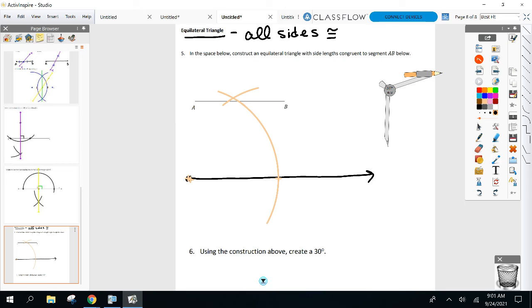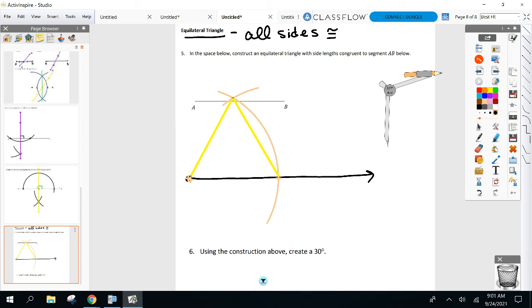Ready? Side one. We already knew that. That's side one. Side two, we just did that. We know that's AB because we had our compass open to that. And guess where side 3 is going to be? It's connecting the end point of the ray to the intersection of the arcs. Not too many construction marks there, huh?